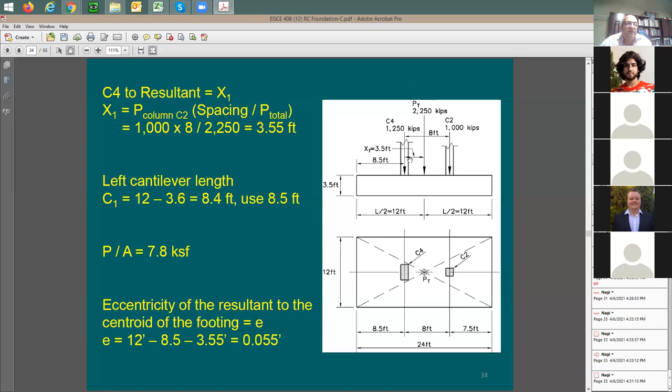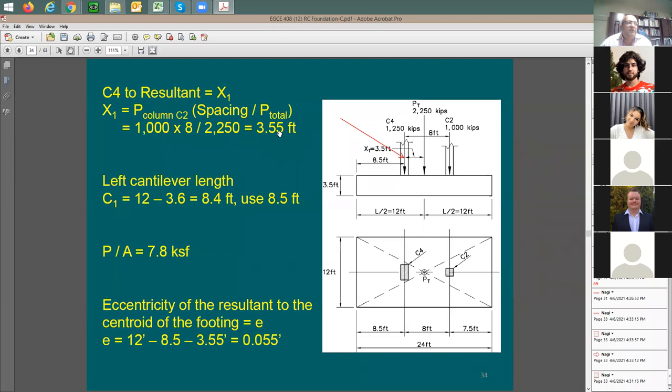Now, to do this, you need to take the moment about this column here, about this point. So take the moment about this point for the two forces, what two forces? I'm going to say for the 1250 and the 1,000. So you take 1250 times 0 plus 1,000 times 8, which is equal to 2250 multiplied by x. So x is 1,000 times 8 divided by 2250. It's going to get you this to be 3.55 feet.